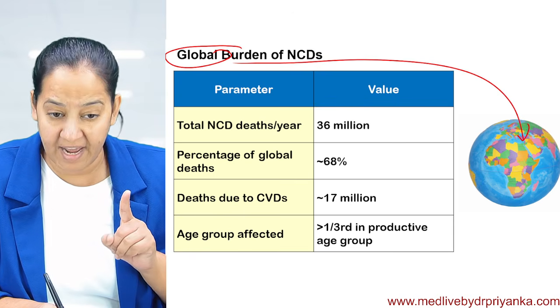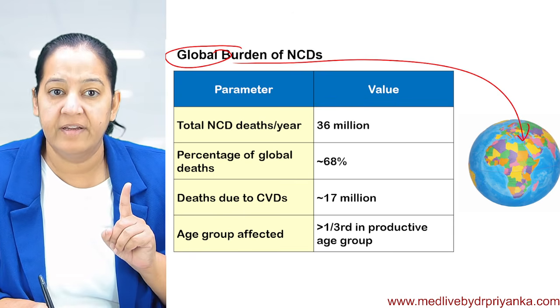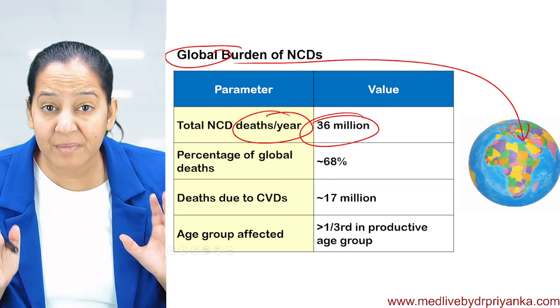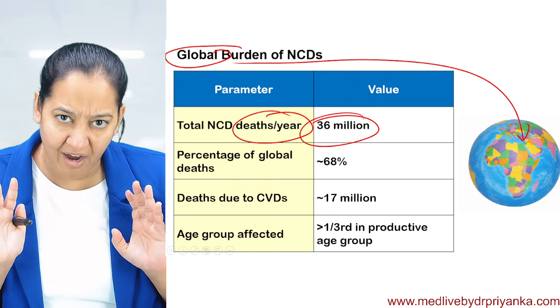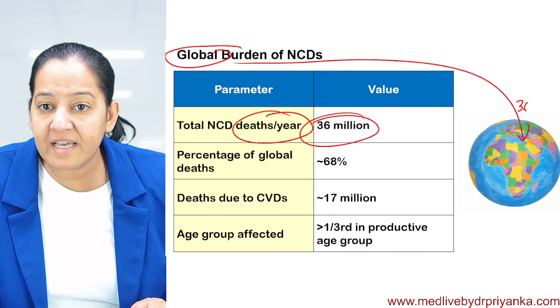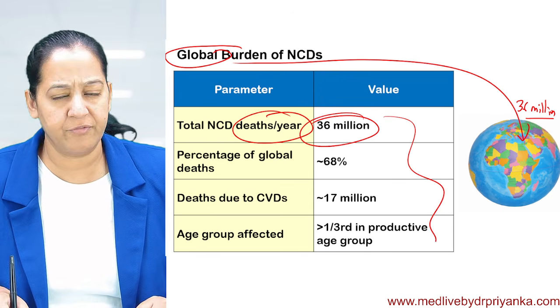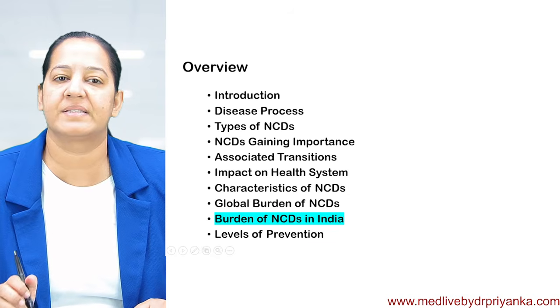Total NCD, the death due to NCD in 1 year. In 1 year, how many people die due to NCD? 36 million. 36 million is a big number. In the entire world, 36 million people die in 1 year because of NCD. You don't have to learn the figures, but just for your knowledge, you can see the figures over here.